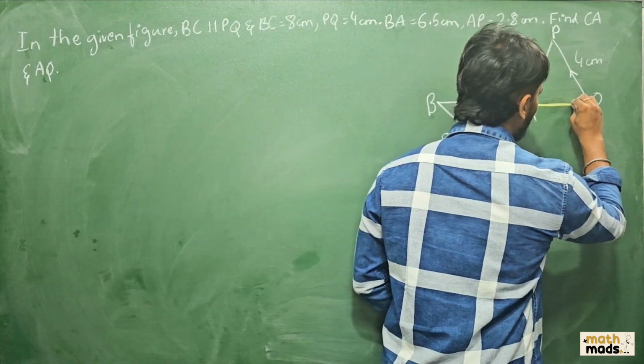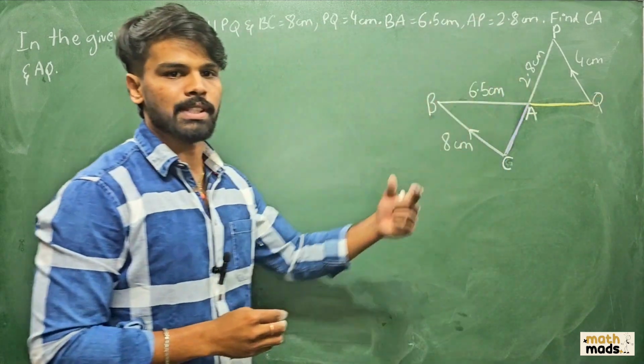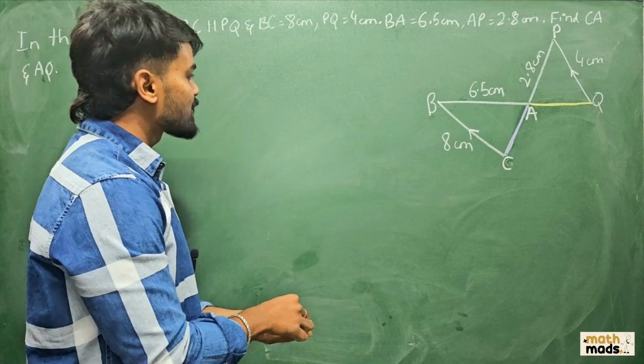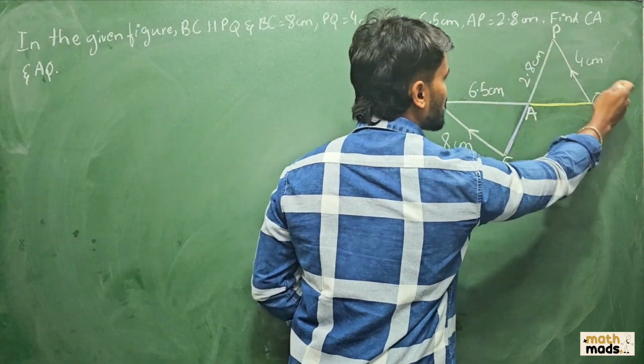Now identify two triangles which include these two sides. Even if you search, you just have two triangles here. Which are the two triangles? The first one is triangle PQA.